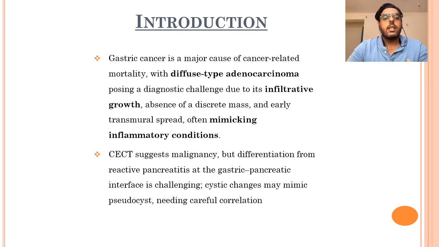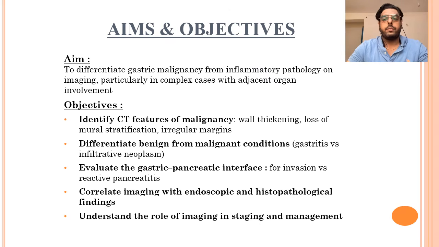Introduction. Gastric cancer is a major cause of cancer-related mortality, with diffuse type adenocarcinoma posing a diagnostic challenge due to its infiltrative growth, which often mimics inflammatory conditions. CECT suggests malignancy, but differentiation from reactive pancreatitis at the gastric pancreatic interface is challenging, and the cystic changes can mimic pseudocyst, which needs careful correlation.